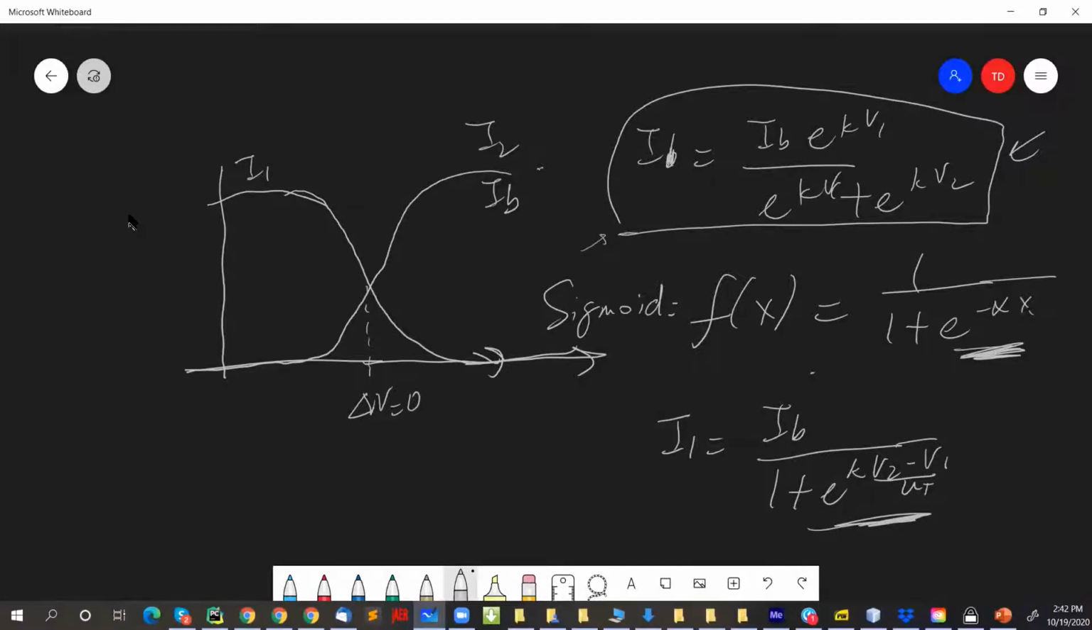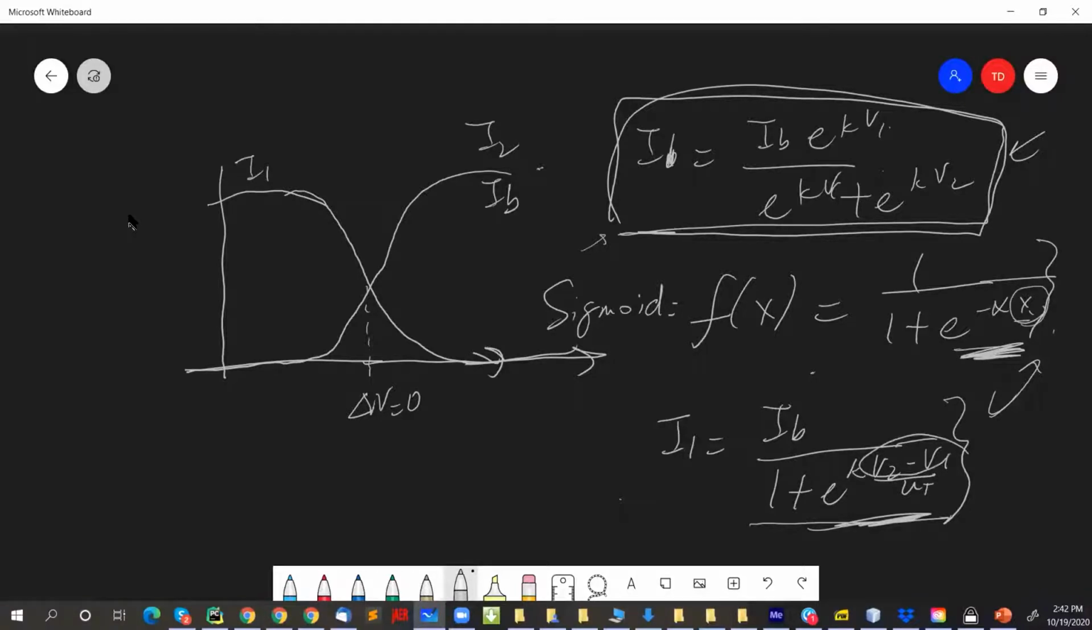Because if I take I1, this equation here, and I divide the top and the bottom by e^(kappa V1), then I get this resulting equation, where I1 equals IB over 1 plus e^(kappa (V2 minus V1) over UT). You can see the form of this equation is very similar to the sigmoid. So if your x can be defined by a delta V, then you have a very similar equation, and you can actually do a circuit implementation of a sigmoid. Okay, is that good?